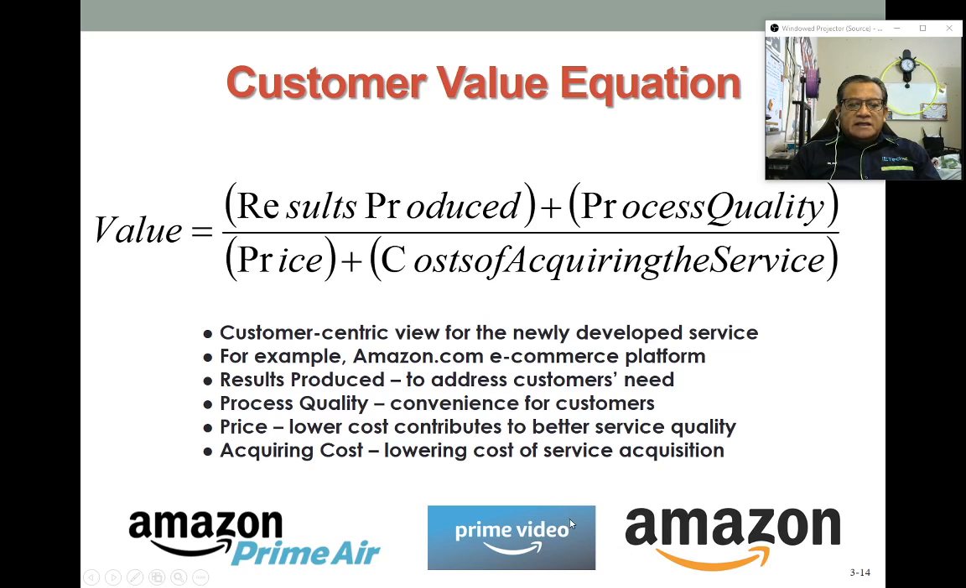For example, a new business sector like Prime Video is equivalent to Netflix, a competitor to Netflix, and also Amazon Prime Air is the logistics delivery network of Amazon products. All these will boil down to the customer value equation for Amazon.